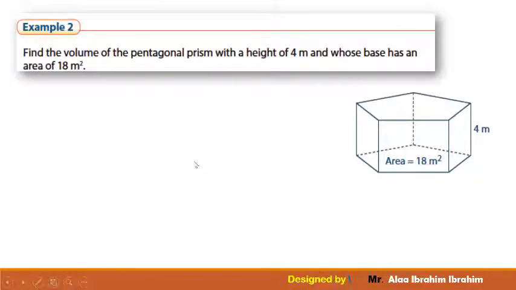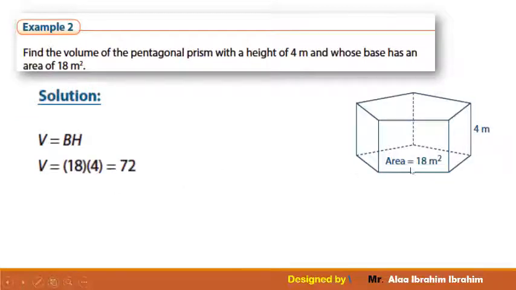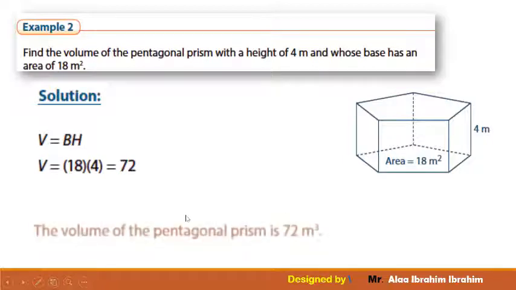Okay, so I have to remember my rules. The solution here, I have to write volume equals B times H. The B, the base area here, is 18. So my height here is 4. So I just multiply 18, the area of the pentagon, by 4. So my result is 72 cubic meters.